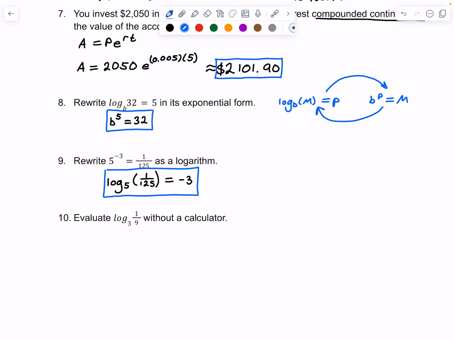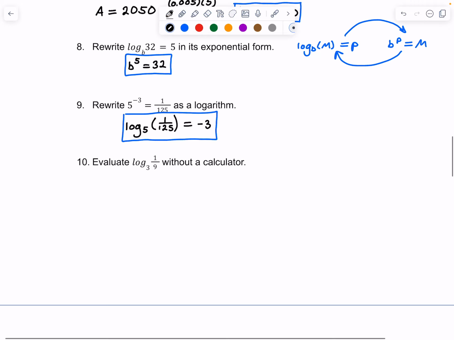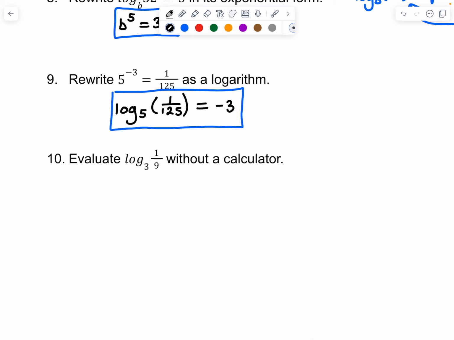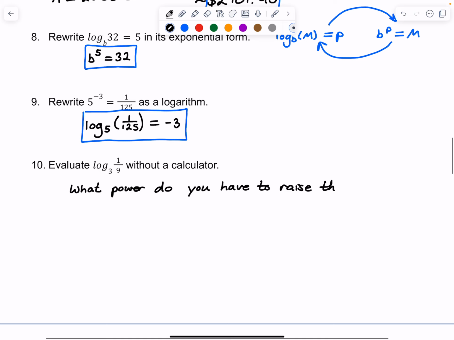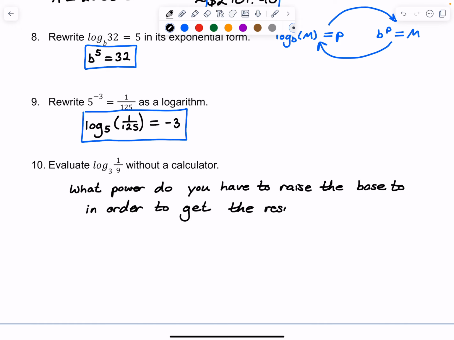All right, number 10 says evaluate log base 3 of 1/9 without a calculator. I like to think of it as a sentence. Whenever you see a logarithm, it is asking, what power do you have to raise the base to in order to get the result? So in other words, what power do we have to raise 3 to in order to get 1 over 9? Well, 3 to the what power is 1 over 9?